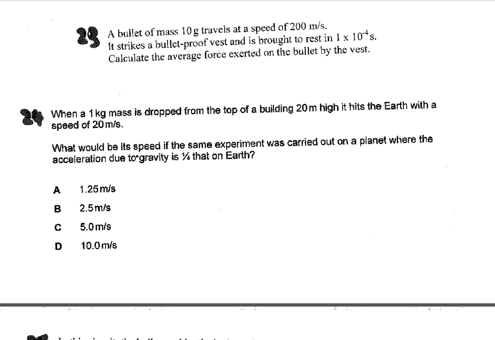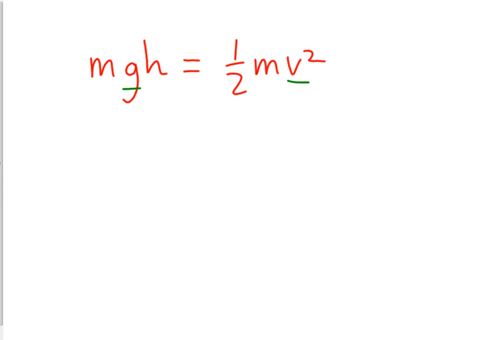What's going on here, if we analyze it in terms of energy, is a transfer of gravitational energy, mgh, all being transferred to kinetic energy. Now it's asking about change in g and changing v, so this is quite tricky. If we rearrange and make v the subject, we can get rid of the m's because there's an m on both sides, so we divide both sides by m. If we make v squared the subject, we get 2gh. We want to know what happens to v, so v is going to be root 2gh.